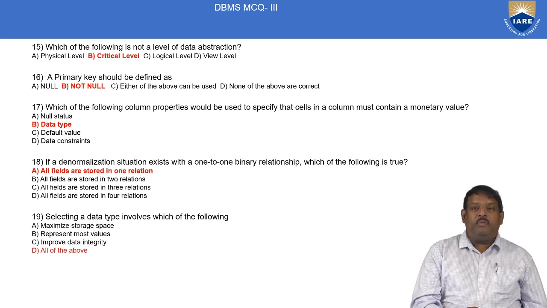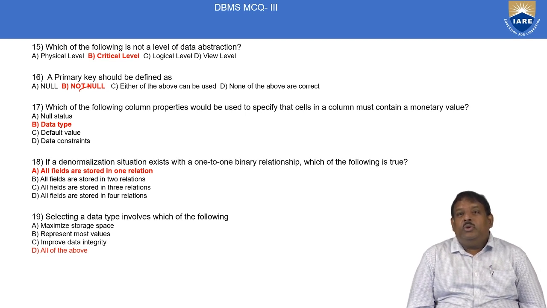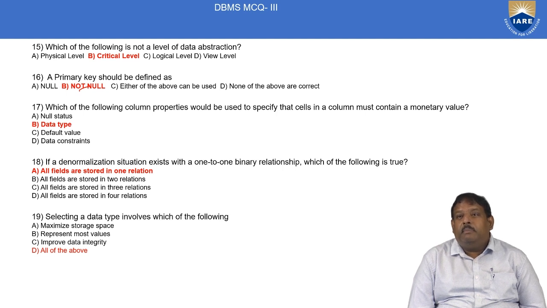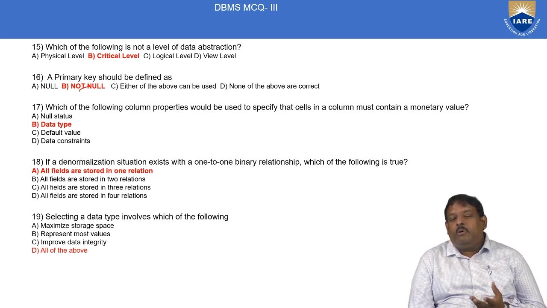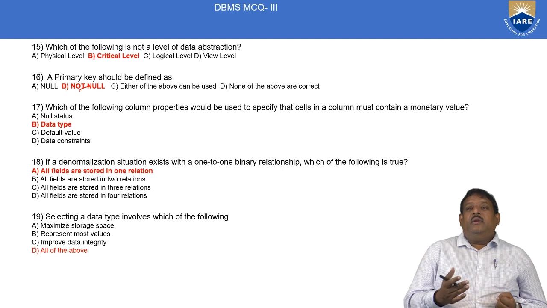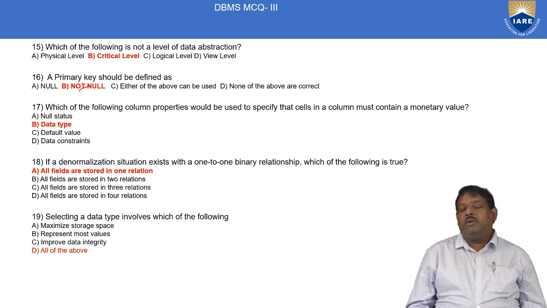So this is the property of the primary key. Next, which one of the following column properties would be used to specify that cells in a column must contain a monetary value? This question is about a column property. What are the column properties? Column properties would be data type, and could be its length. Now here we need to declare a column as a monetary value. What is the property we have to use here?